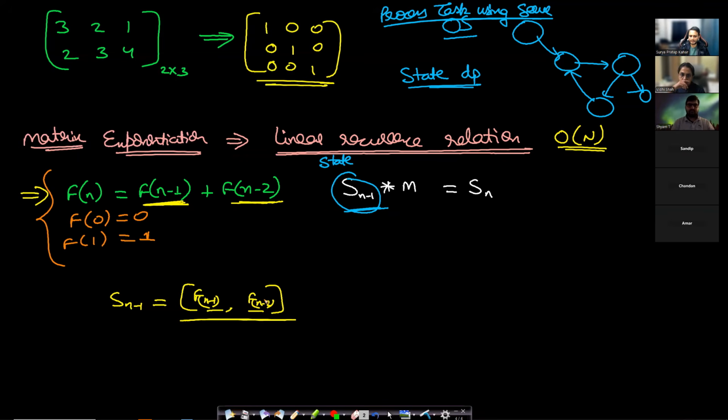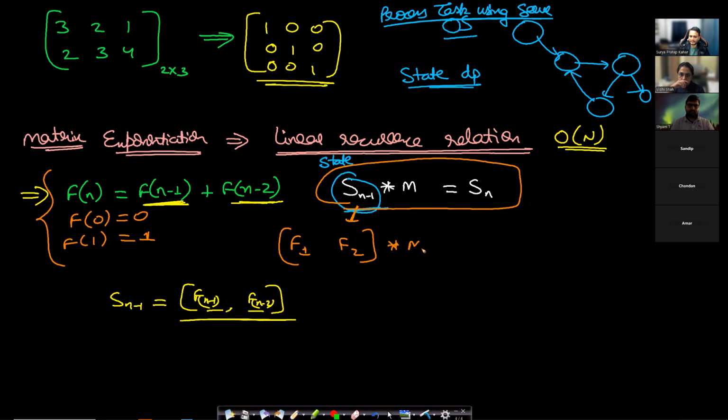Let me write it more clearly. If I have to write the simplest state vector, let me write it as f of 1, f of 2. You could have written f of 0, f of 1 as well, but let me write f of 1, f of 2. The condition according to this idea is, if I take a certain state vector and multiply it with my magic matrix, I should go to the next state. So in my next state, if I have to write f of n plus 1, what do you think will be the RHS? Can you tell me by looking at this pattern? What should be the RHS? F of what?